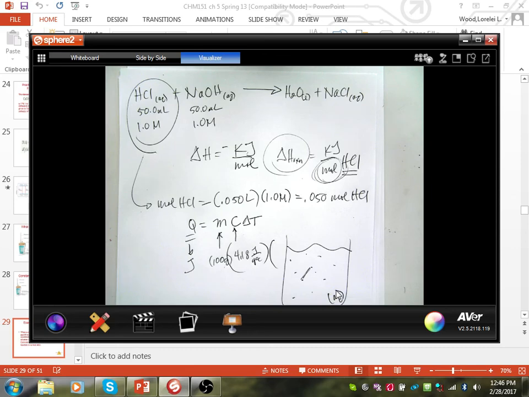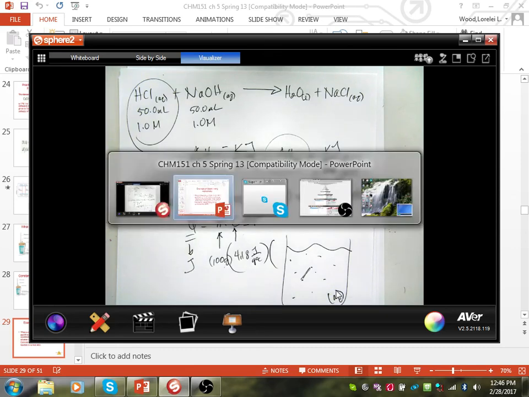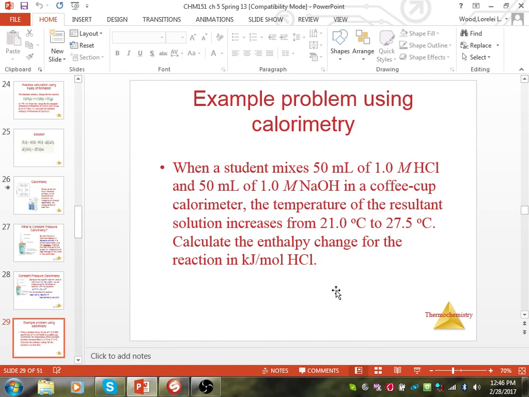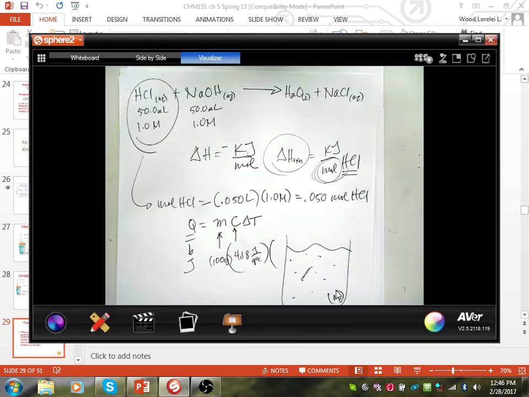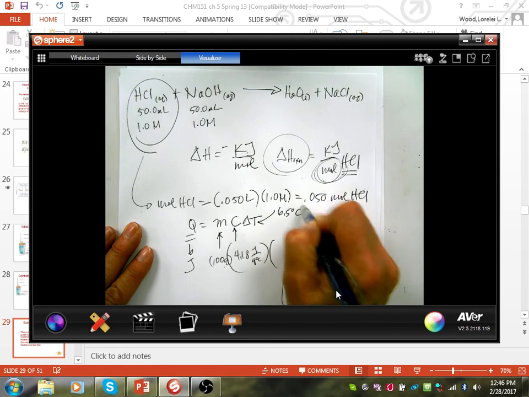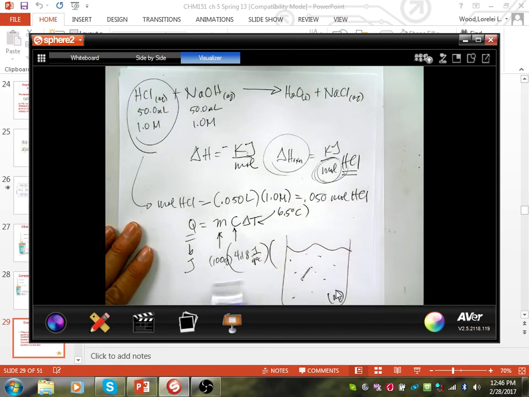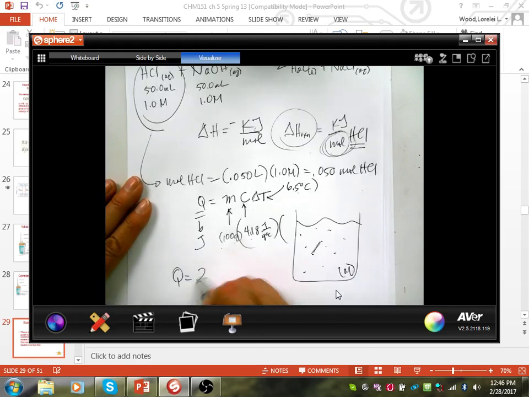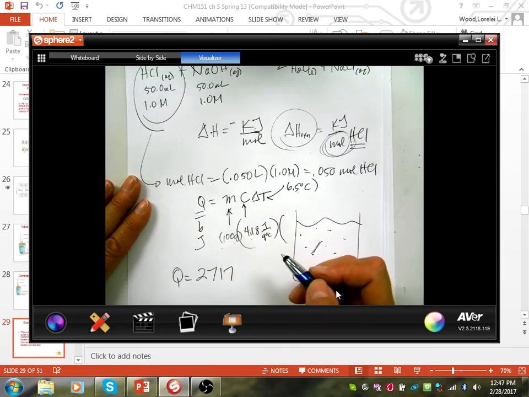Did it tell us that in the problem? I think it did, didn't it? There it is. Hot dog. There's our delta T. What's our delta T? 6.5. So we can plug that in, right? 6.5 degrees Celsius. Somebody with a calculator. What's 100 times 4.18 times 6.5? Q is equal to 27.17.